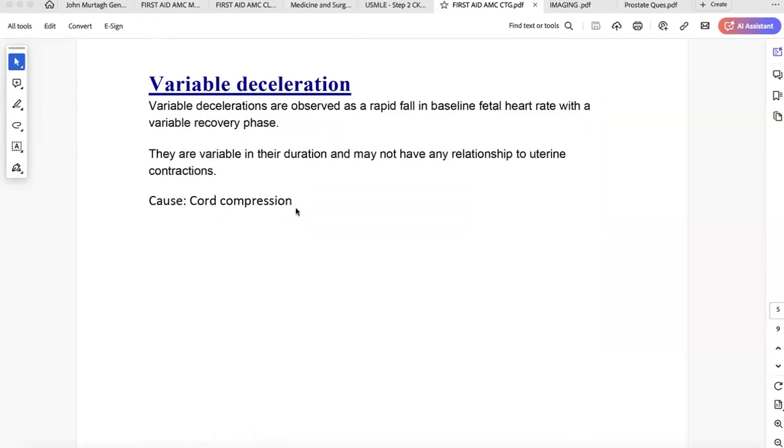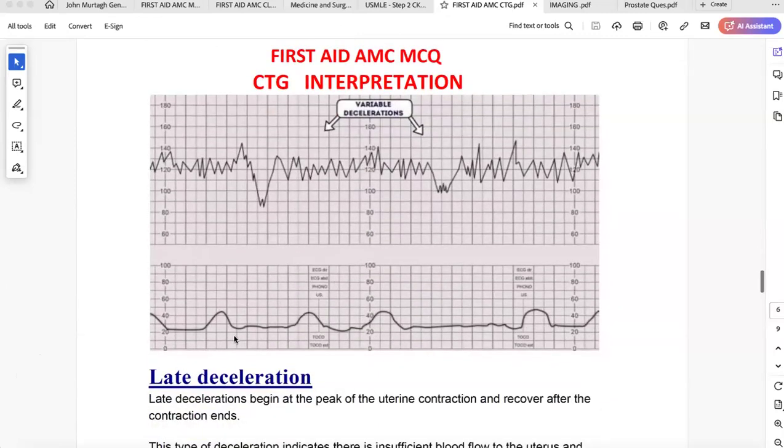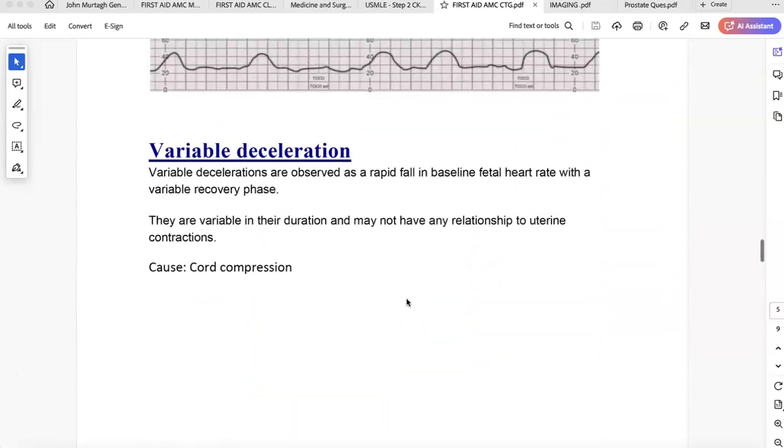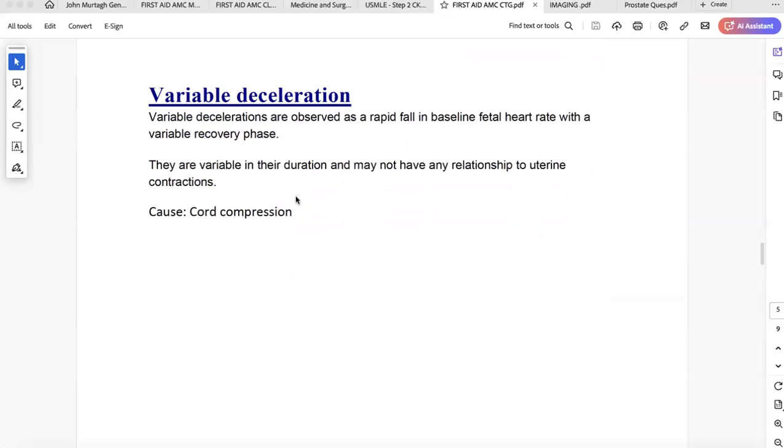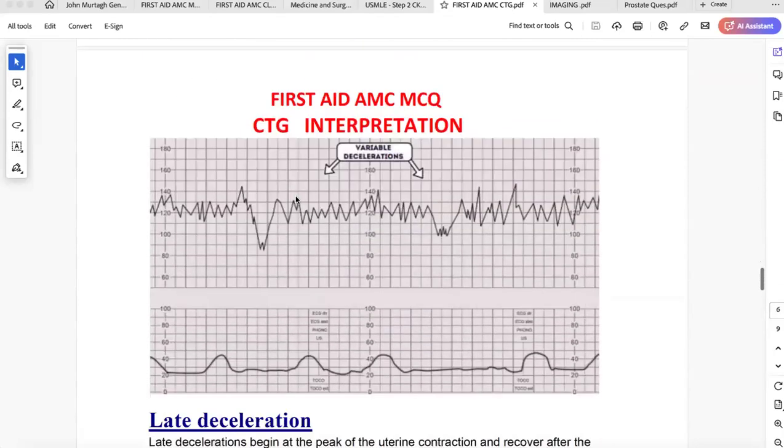Variable deceleration doesn't actually follow the contraction. It can happen with or without contraction. So if you look over here, this is where a deceleration is. This is where another deceleration is, but it has no relationship with the contraction. So when contraction and deceleration don't have any relation, that's a variable deceleration. Now, variable deceleration is not a good sign, and it usually suggests cord compression. So if there is a variable deceleration, look at the cord, whether the cord is getting compressed or prolapsed or not. Okay, so that's variable deceleration.